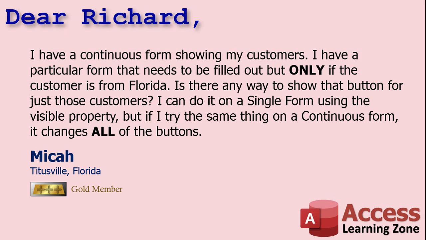Yes, Micah, you are correct. If you know a little bit of programming, you can make fields or buttons visible or not visible using their visible property and the OnCurrent event. In fact, I've got other videos to show you how to do that. But that trick doesn't work with continuous forms. So for that, we have to do a little trick using conditional formatting, a transparent button, and a text box that you can kind of make look like a button. Okay, let me show you.